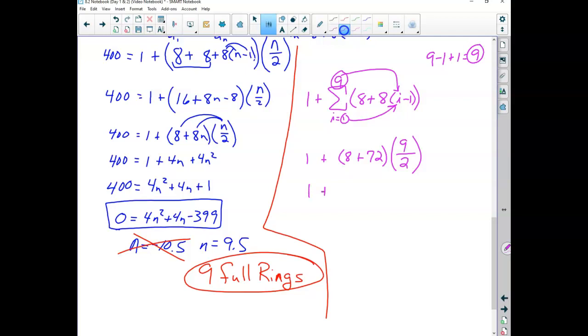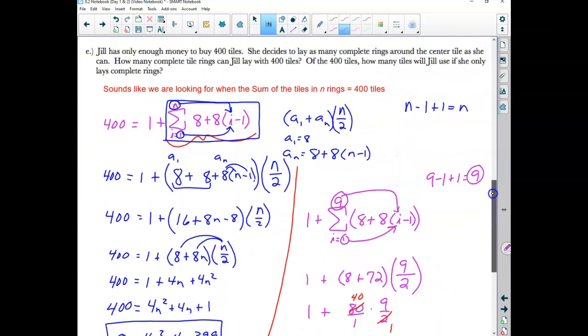So that's going to be 1 plus, what is that? That's going to give me 80 times 9 over 2. And I don't like calculators, so I'm going to make that a 40, because remember that's over 1. So 9 times 40, that's 1 plus 360. So she's going to use 361 tiles to lay the full 9 rings. That means she's not spending money on 400 tiles. She's only spending money on 361. Okay? Well, this is really a beefy problem here, this last one.